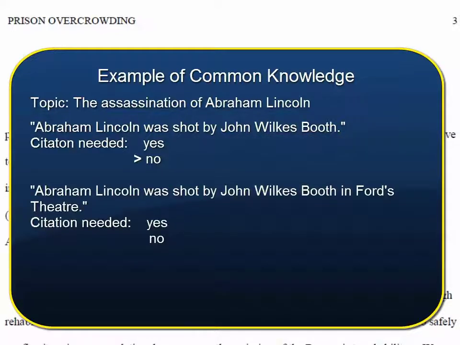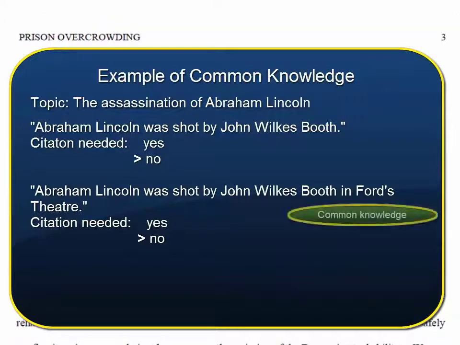Next: Abraham Lincoln was shot by John Wilkes Booth in Ford's Theater. Would you have to cite that? No. Although you may not have known the name of the theater before you began your research, as you read about the assassination, you saw that Ford's Theater is an example of common knowledge, something that is known by virtually every historian in the field.